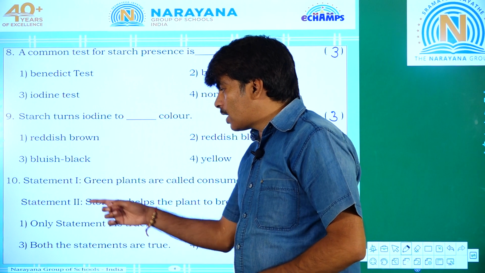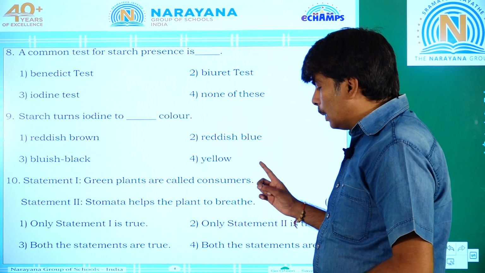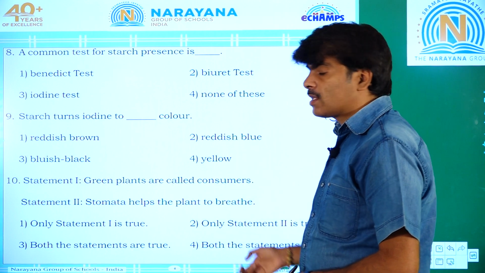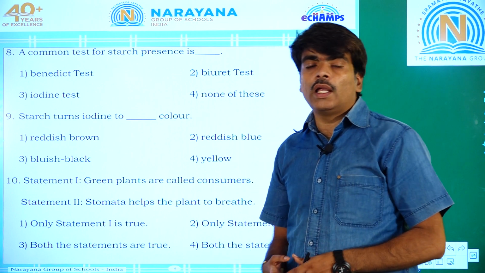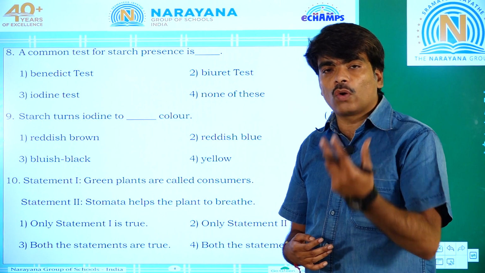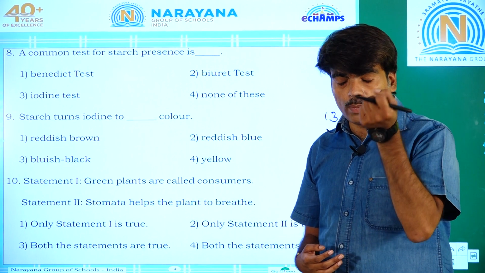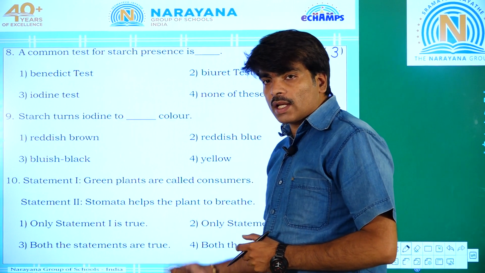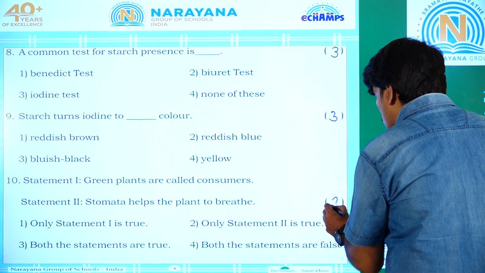Here two statements are given. Statement 1: green plants are called consumers. Statement 2: stomata help the plant to breathe. We know statement 2 is correct. Let us see statement 1. Who are consumers? Who eat or are dependent. Plants are not dependent. They prepare their own food, so plants are called producers, not consumers. Statement 1 is false. Only statement 2 is true. Our option is 2 again.